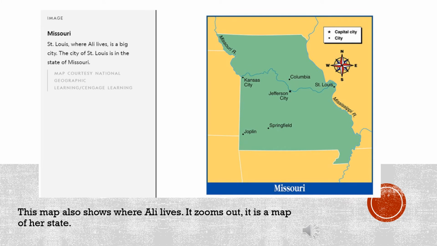This map also shows where Allie lives. The way we name this place is called a state. She lives in the state of Missouri, in the city of St. Louis. Can you find St. Louis on the map?